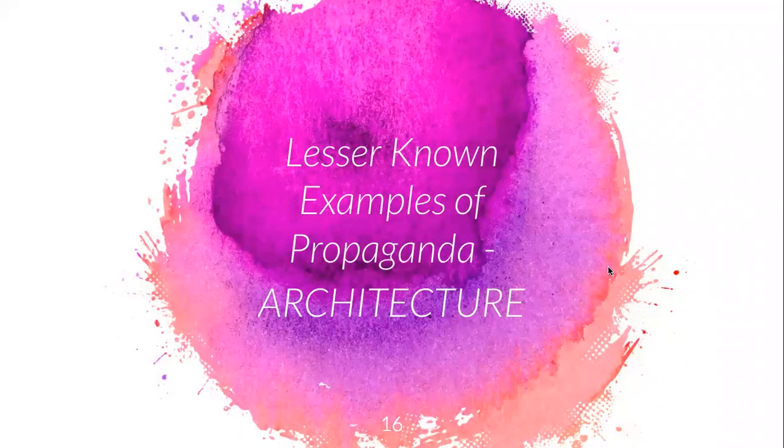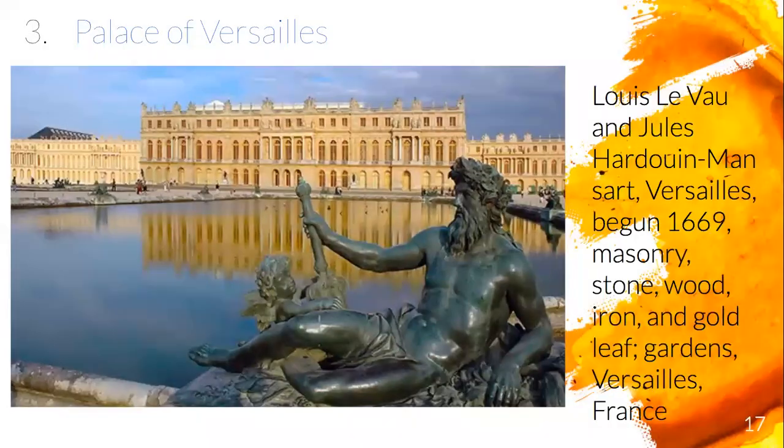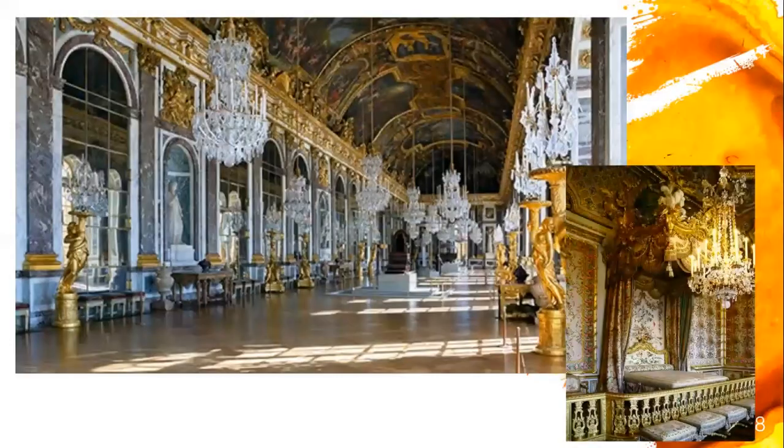Now we move on to architecture and propaganda. This first work is the Palace of Versailles, created in 1669 using masonry, stone, wood, iron, and gold leaf. This is also surrounded by gardens located in Versailles, France.